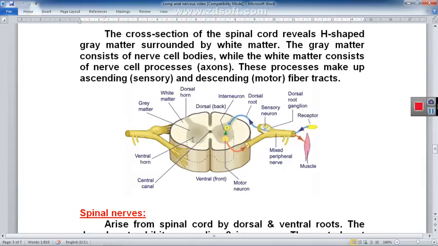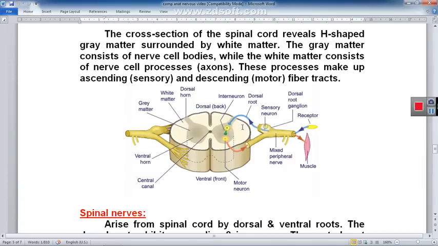The ventral motor horn of the H-shaped gray matter therefore contains neurons that are related to motor function, while the dorsal sensory horn contains neurons, or nerve cell bodies, that are related to sensory function.